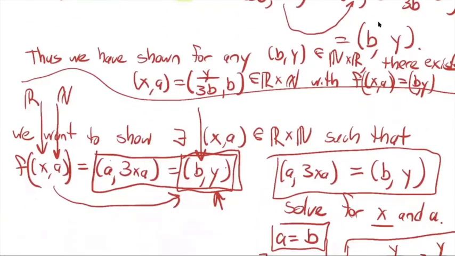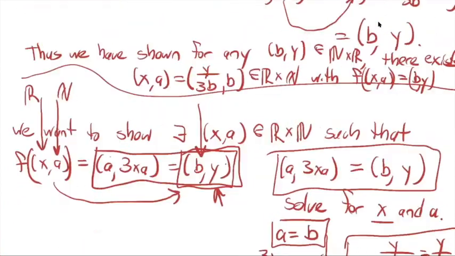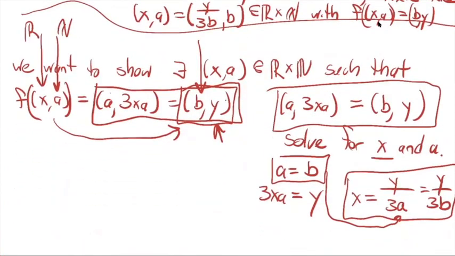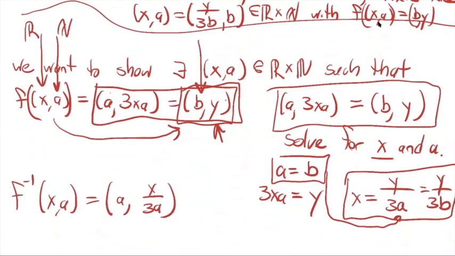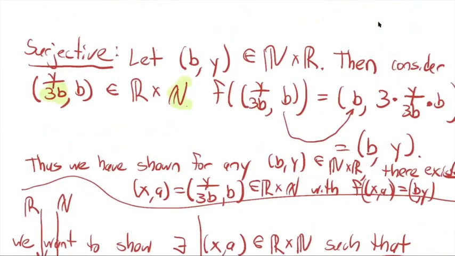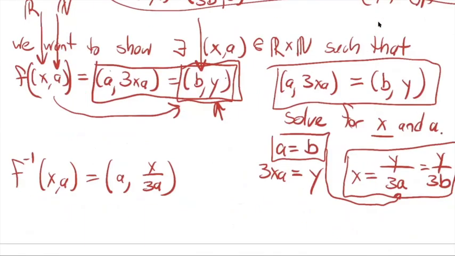And then as far as finding the inverse, that's exactly what we did down here. So in this case, we would say that F inverse of XA is equal to A times X over 3A. Or you could use the letters that we used before. I'm sorry, when we take the inverse, let me write this out more carefully.